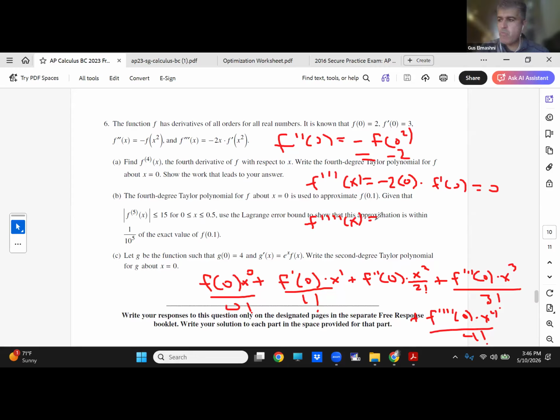Then the fourth derivative of f, if you think about it, I have to do a product rule here, right? So that's going to be -2 times f prime of x squared minus 2x times f double prime of x squared. And that's just going to go away anyway. So I really just look at this, -2 times f prime of 0. Sorry, f prime of 0 is 3, so it's -6 for that portion. Then you work it all out.